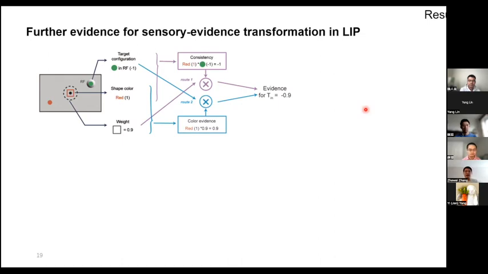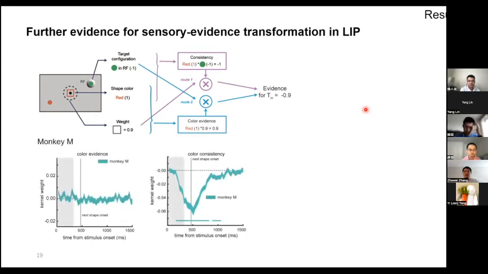And we test whether any intermediate terms of these two computation rules were reflected by LIP neurons' activity. For monkey M, we found clear color consistency was encoded in the LIP neurons, but not the color evidence. The response was lower when the color of the stimulus matched the T target's color. And like the shape weight, the color consistency also only had a transient influence on the LIP neurons' response.